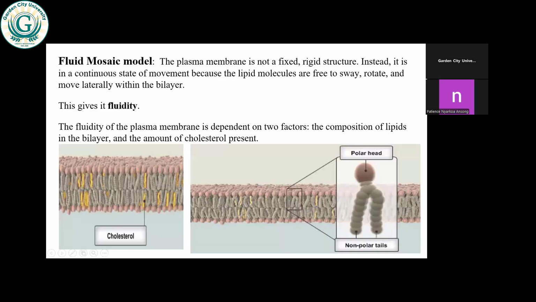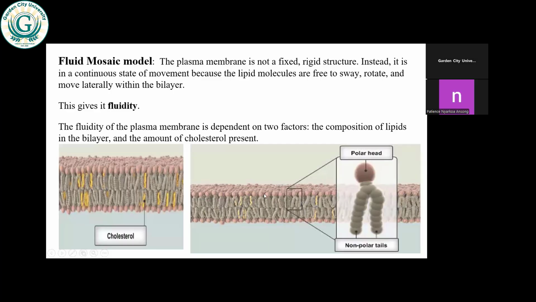The cell membrane has a fluid mosaic model, where it's classified as not rigid or not fixed. Instead, the phospholipid molecules can freely move. So some will sway away and move to another position. Some can also rotate to another position. Some can also move laterally, so within the bilayer.